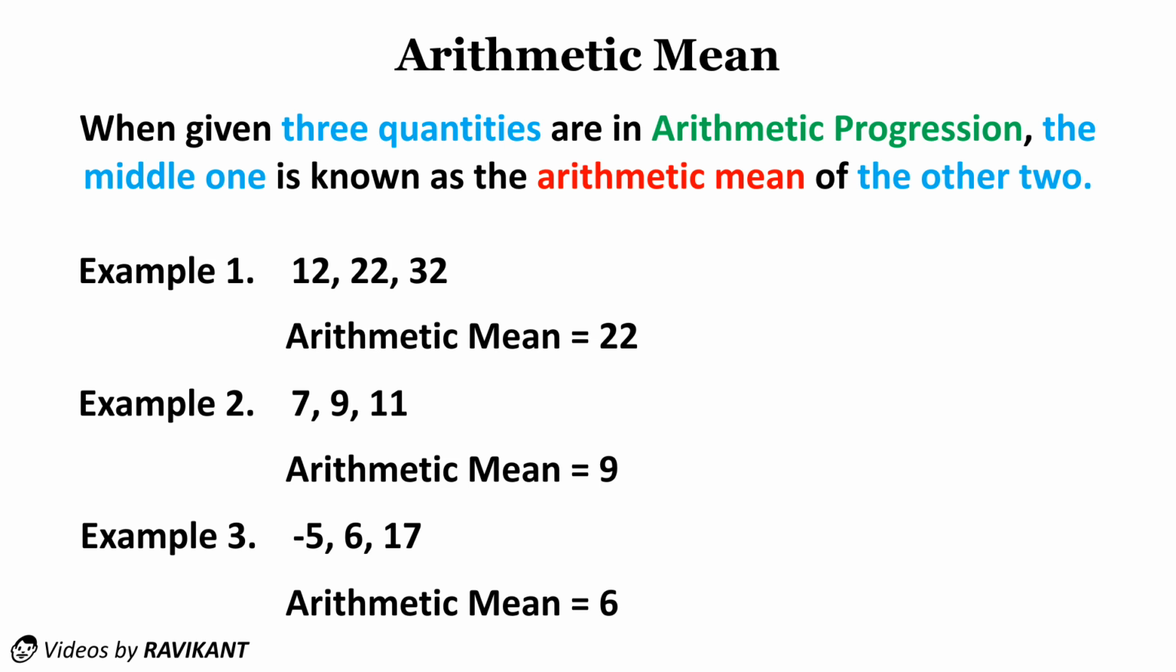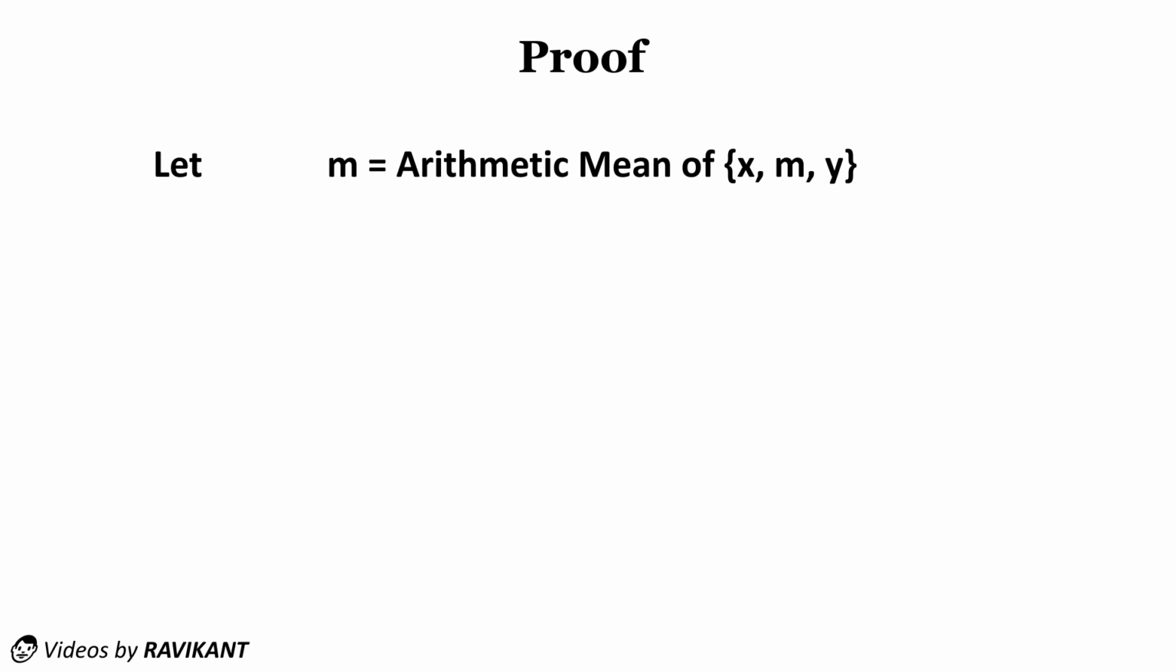To make things very easy, we will go through the proof so that we can understand easily. Let's assume m is the arithmetic mean of these three quantities x, m and y. So the common difference will be m minus x is equal to d. This is our first equation. Similarly, y minus m is equal to d. This is our second equation.